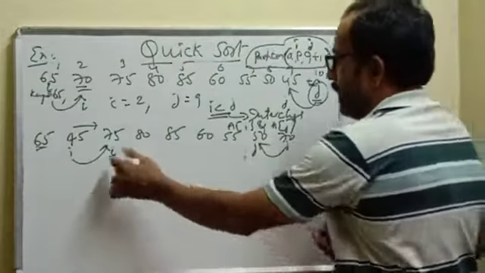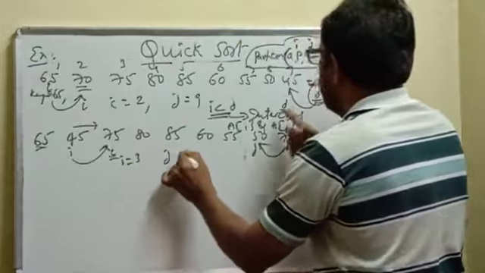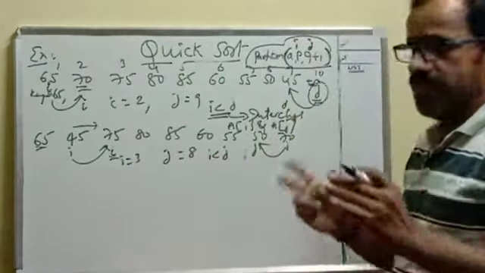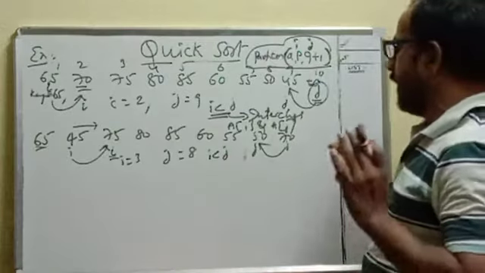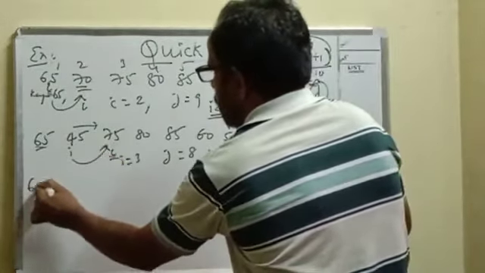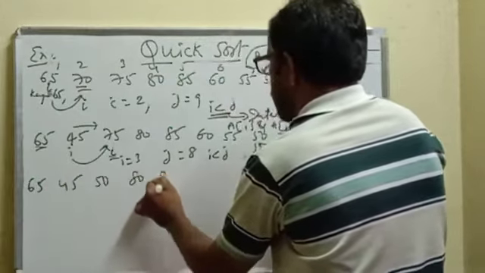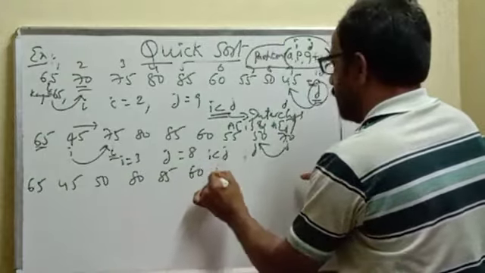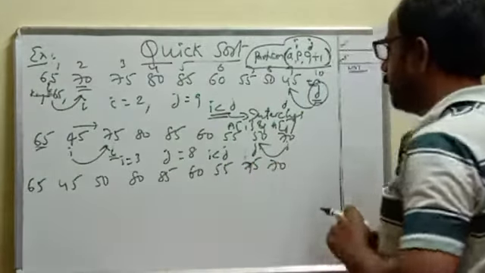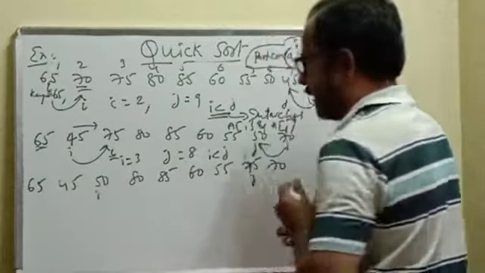So after fixing i and j, what is i? i equal to 3. What is j value? j is 8. Still i is less than j. What I told? If i is less than j, immediately interchange A of i and A of j. Then perform interchange between these two elements. Then the updated array is 65, 45, 50, 80, 85, 60, 55, 75, 70. So the earlier j value is here and the earlier i value is here.